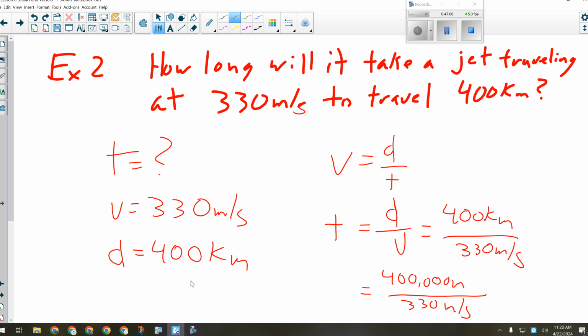All right. So we would get 1,212.1 seconds for our time. And we leave it like that. You don't have to convert it to minutes or hours, it doesn't matter, unless they say how many hours does it take, then you convert it out. Okay, questions on the metric part of this?